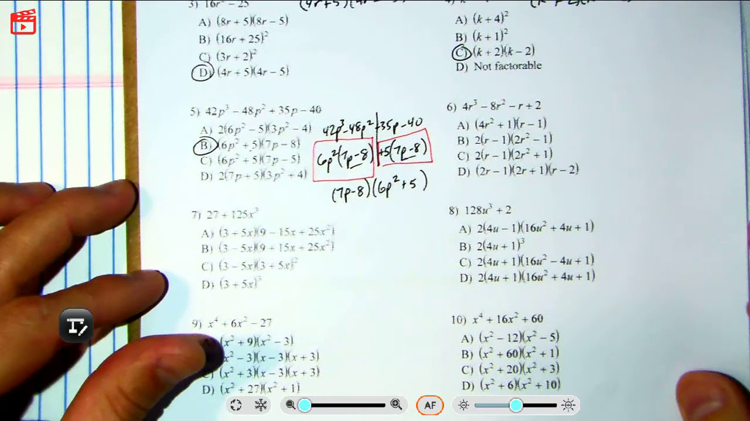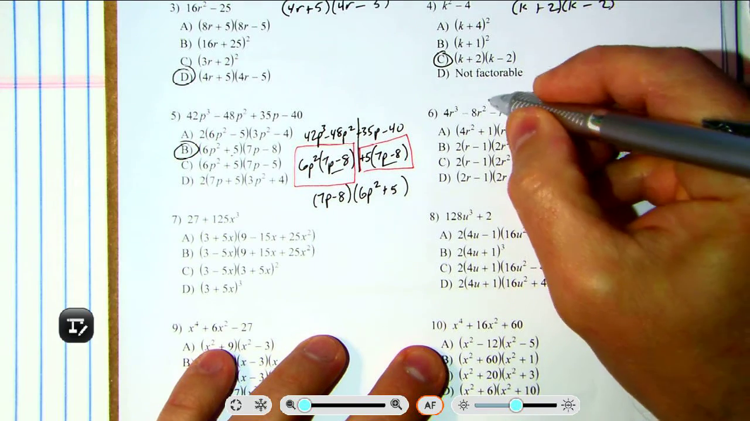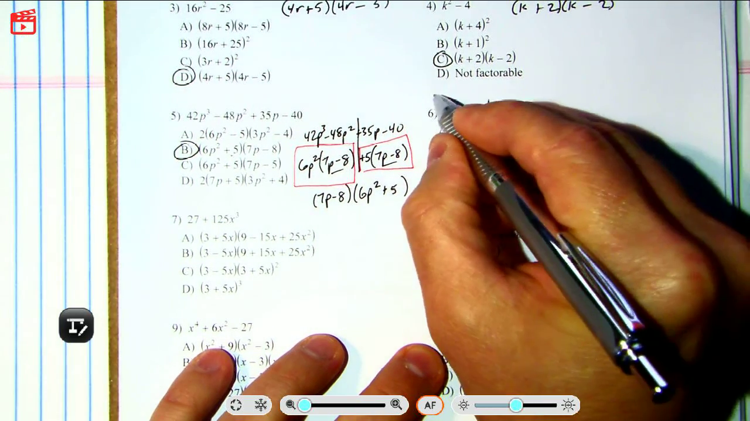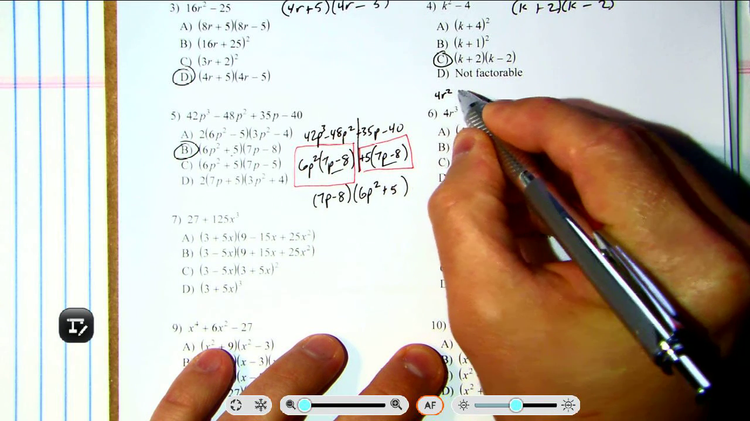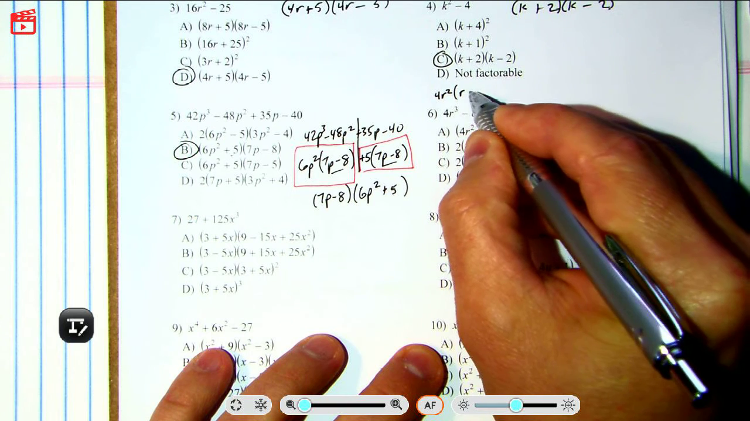Number 6 is much easier because the numbers are smaller, and I'll just do it from here. So let's see, the GCF there is going to be 4r squared. And when I divide that out, I'm left with an r minus 2.